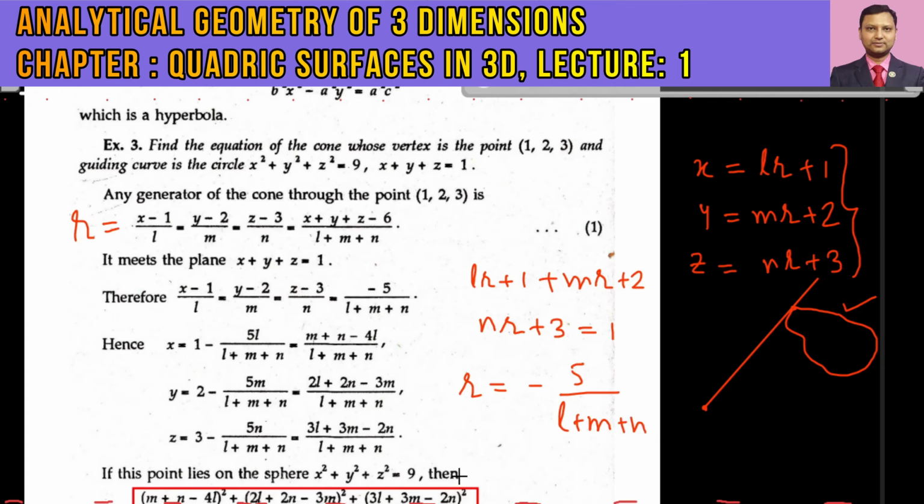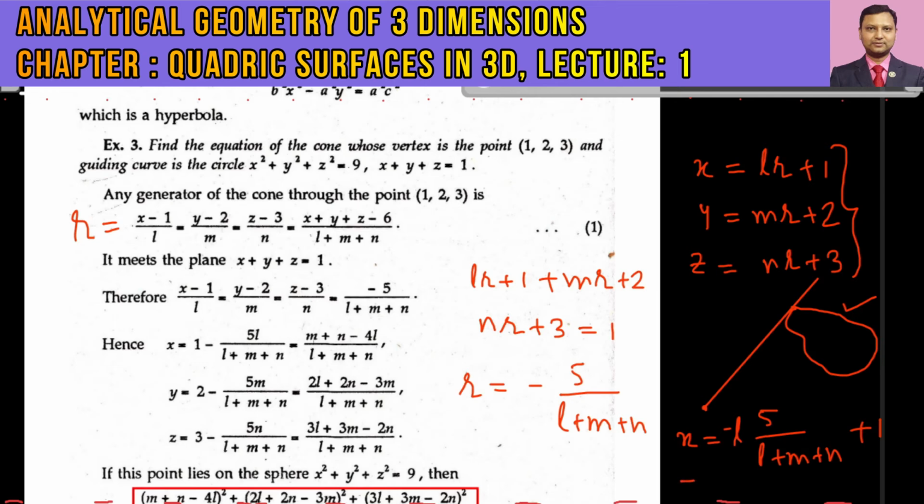Now if we put these expressions of r, this value of r, in these expressions over here, you will get the expressions of x, y, and z. So what would be the expression of x? For instance, x would be equal to l into this minus 5 times l plus m plus n, then plus 1 is there. So we add this plus 1.